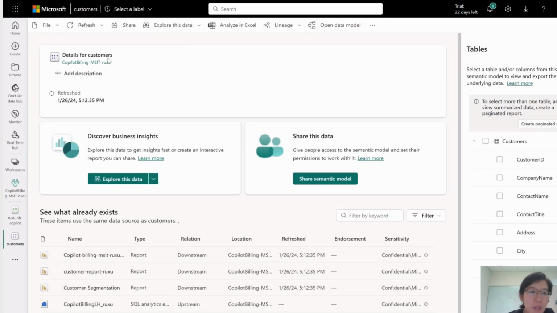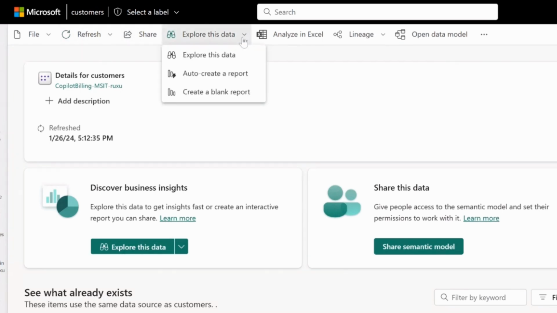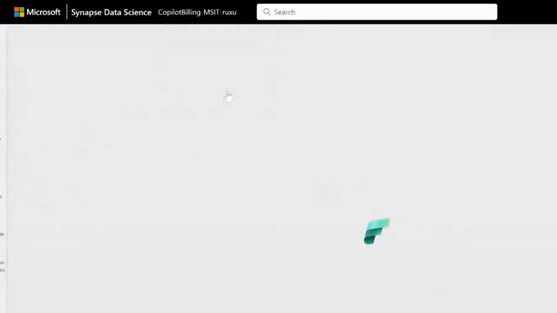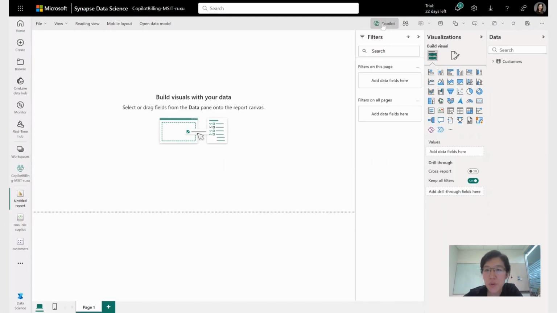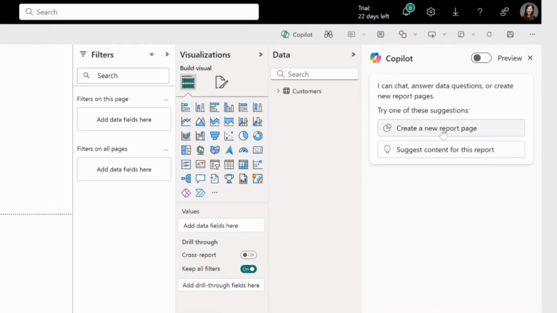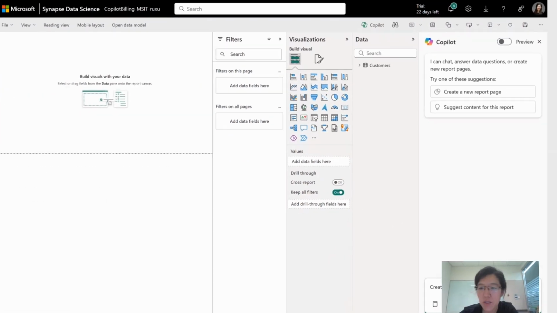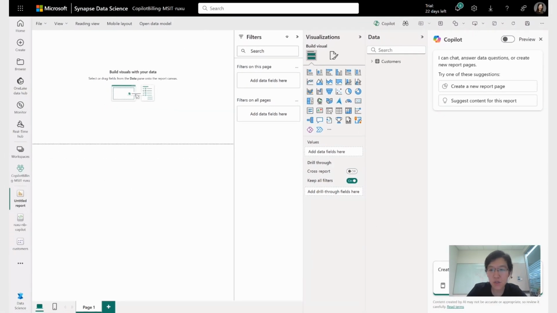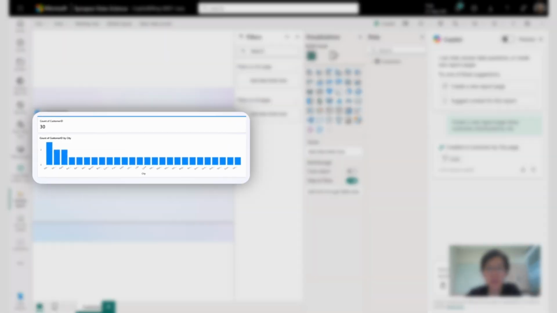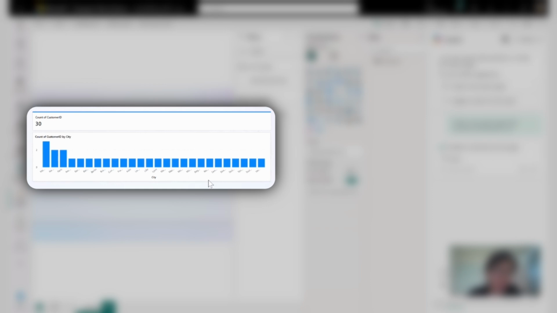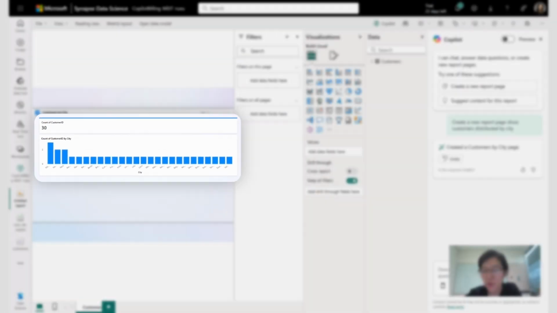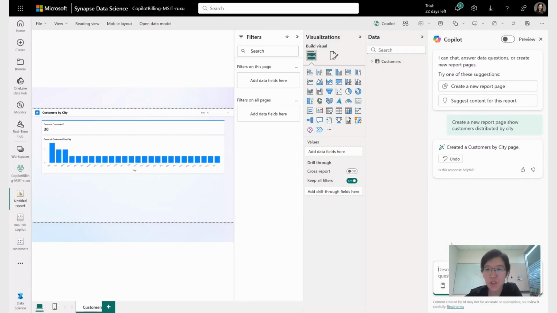And from here, we can create a blank Power BI report. Also in this report, I have this Copilot. Let me create the report. Let's show customers distributed by city. Let's use that. Here you can see my report got generated. Again, you can do further exploration, like show summary of this report, etc.